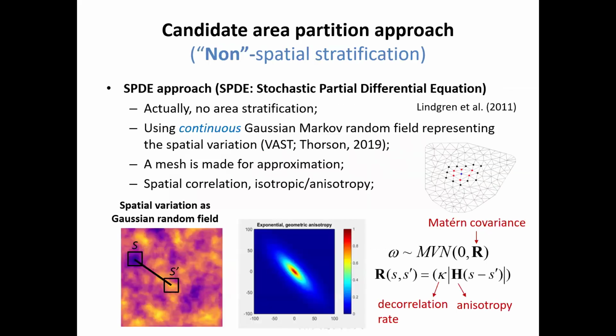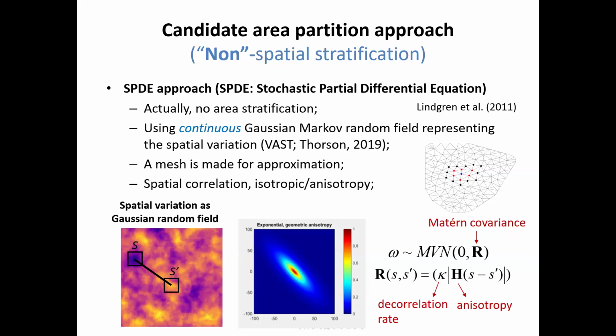approach. And next, we consider another way of thinking about area stratification by using the SPDE approach. Actually, there is no area stratification in this approach. It uses a continuous Gaussian random field to represent the spatial variation. In this study, I use the VAST model to conduct this analysis. And this model was developed by James, and he's here.